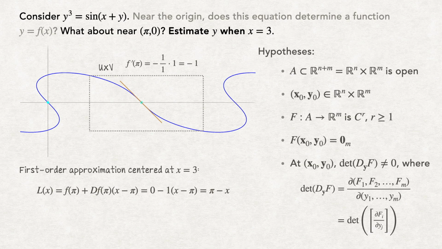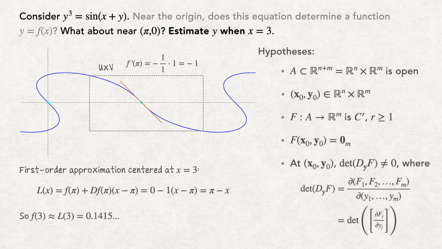So if I want to approximate the y-coordinate that partners up with x equals 3 in order to live on this blue curve, then I'm going to say, well, if y is little f of x, that's like little f of 3. It's approximately the linearization when I plug in 3. Pi minus 3 is 0.1415, etc. It's the decimal expansion of pi.